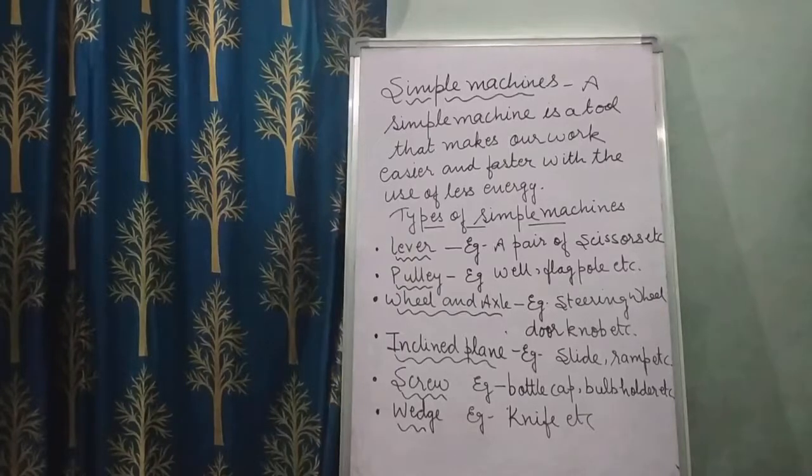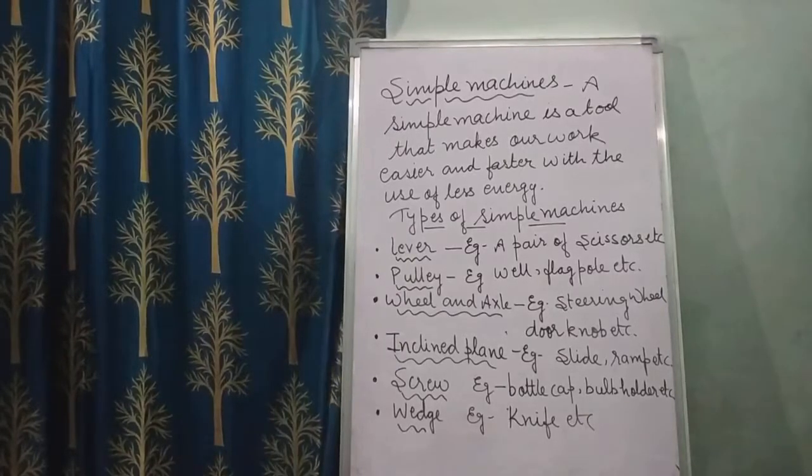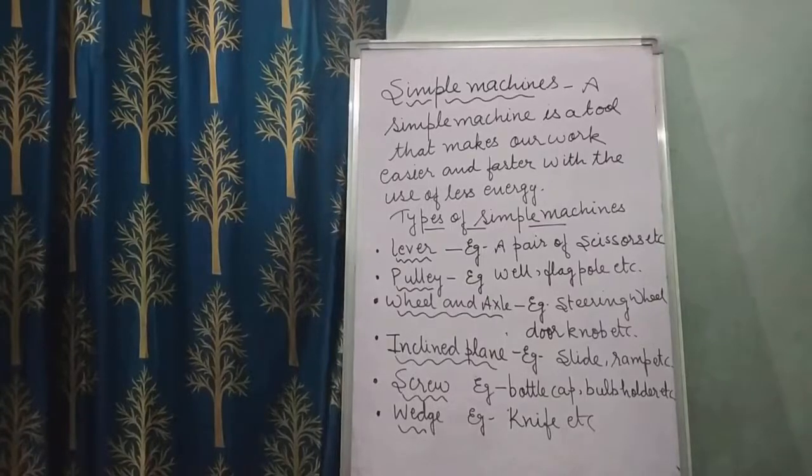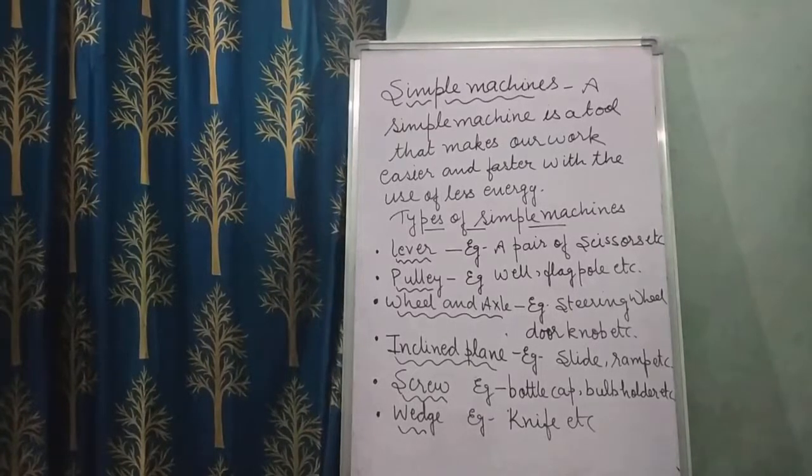The types of simple machines are lever, pulley, wheel and axle, inclined plane, screw and wedge. First, the lever. An example of a lever is a pair of scissors. A lever is a simple machine made up of a rod resting at a point around which it is turned, and basically it is used to lift or move a heavy weight.